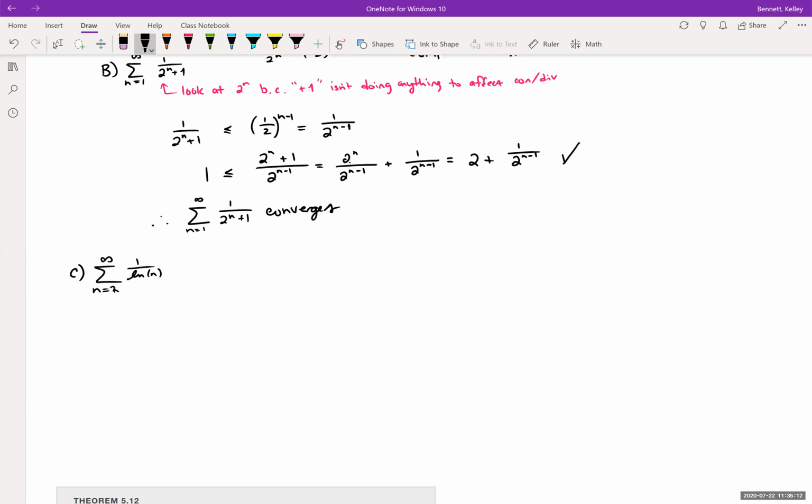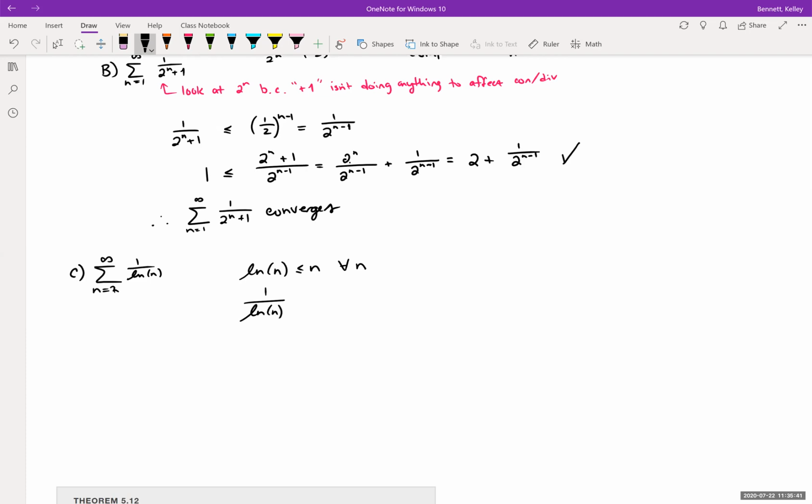So the natural log is kind of a weird creature. It grows slower than linear. So ln of n is less than or equal to n, always, for all n. So what that means is that a good thing to compare this to, I'm kind of doing this in reverse order.